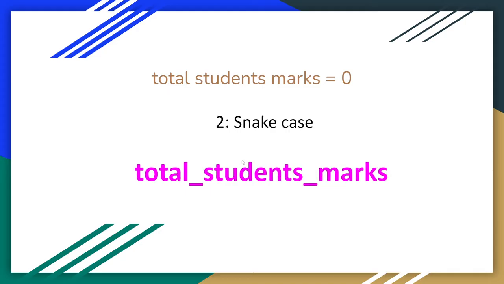The second technique is Snake Case. In Snake Case, you will write your variable like this: total underscore students underscore marks. We use underscore in place of empty spaces. You can see that we have not used any empty space, and still our variable name is readable. We call this Snake Case. In PHP, we mostly name our variables like this, and this is one of the most popular techniques to name your variables. You can use this technique to create functions and variables as well.